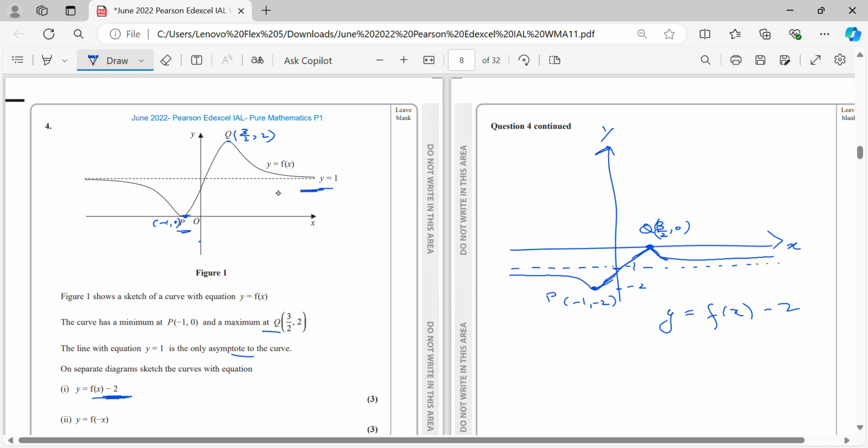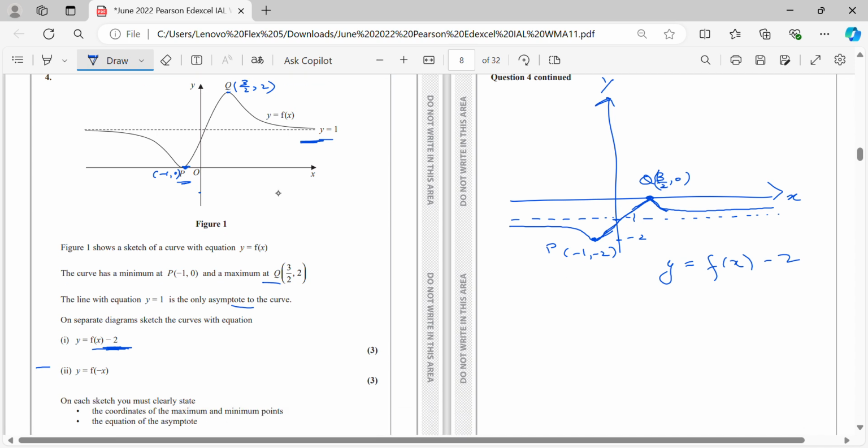Okay, in the second part of this question, it says that y equals f of minus x. F of minus x means it reflects on the y-axis because this is an inside change. So the whole figure, I'll flip it this way and this will go this way. All right, so let's sketch it.